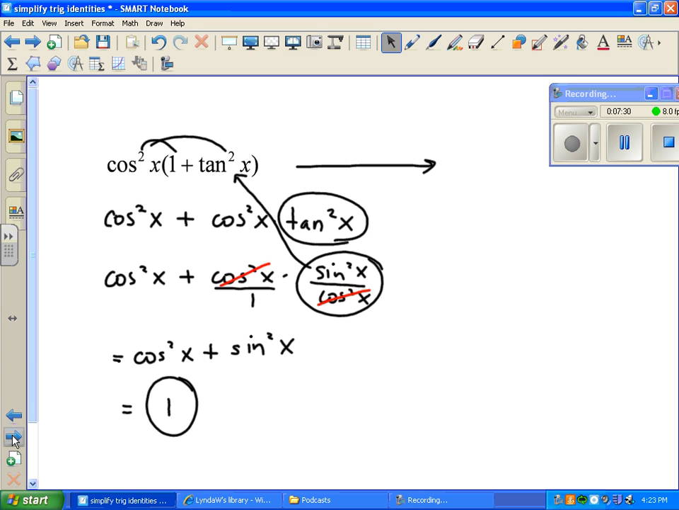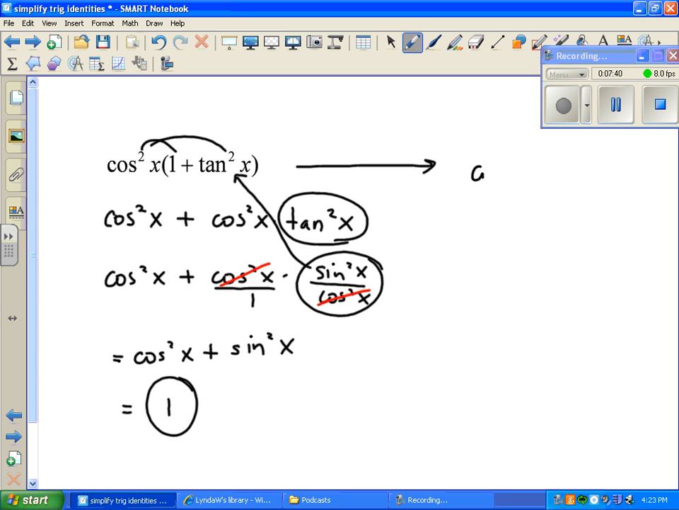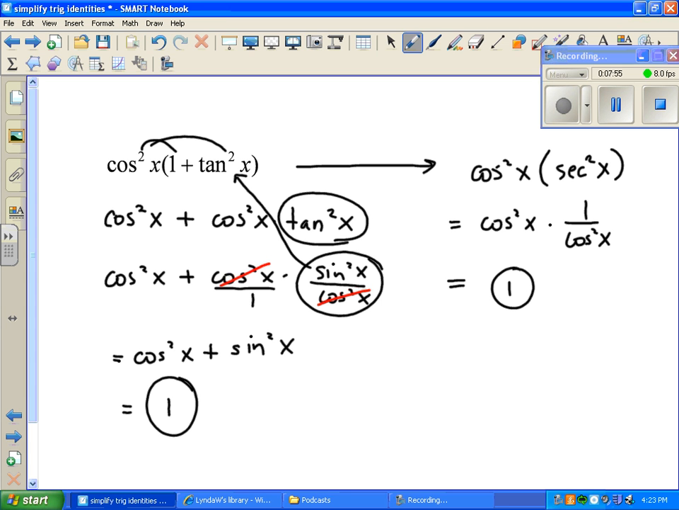But I was thinking actually of one other way, and that would be if you remember the Pythagorean identity, that 1 plus the tangent squared is equal to secant squared. So if you substituted 1 plus the tangent squared with secant squared, and then replaced secant squared with 1 over cosine squared, now you're multiplying cosine squared with its reciprocal, which equals 1. Both methods are very nice and it gives you the same answer, which is what you want.